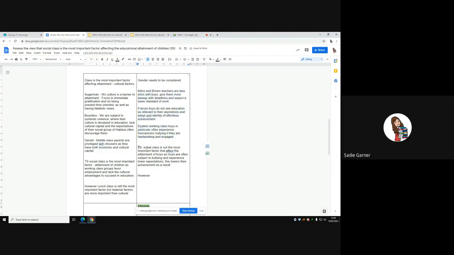AO3, this is AO1, AO2, which is demonstrated by this shows, and when you reference the question, and then you've got AO3.